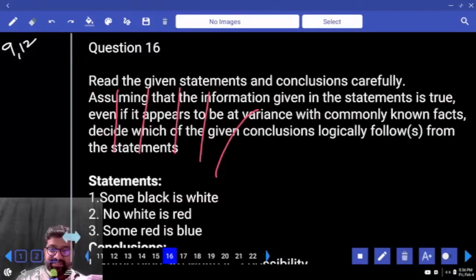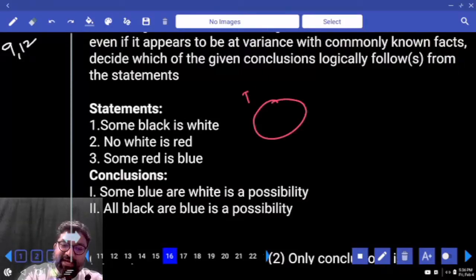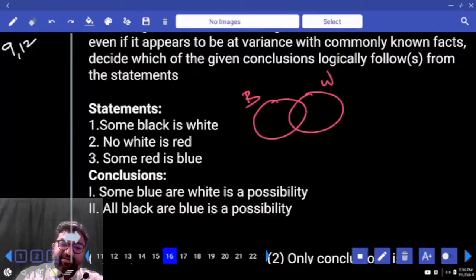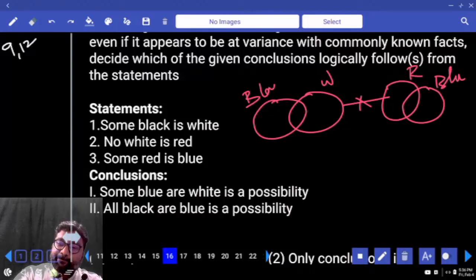Let's go for question number 16. This is on syllogisms. Let's try to solve this. Some black is white, no white is red, some red are blue. Okay na? Chapali. Some blue or white is a possibility. Some blue or white. Koncham blue velli white in touch cheyocha. Absolutely yes, yes, it is a possibility.